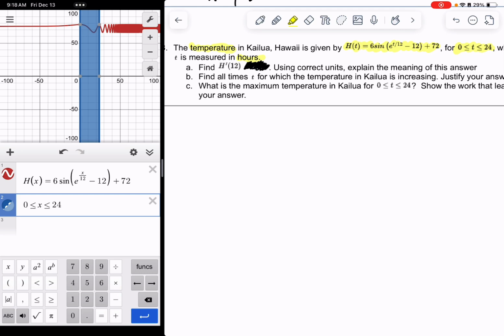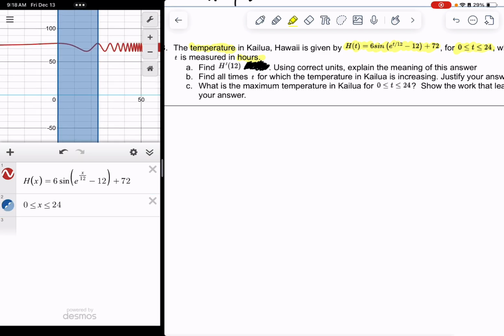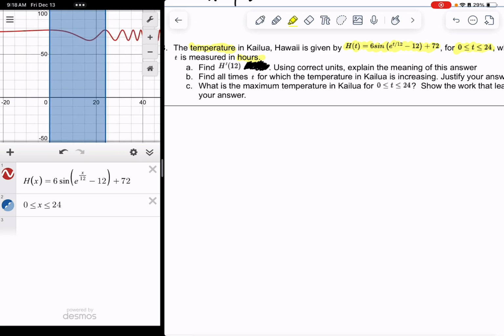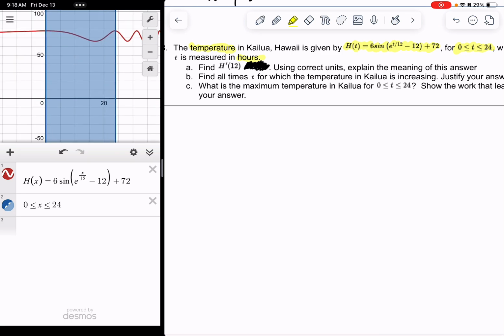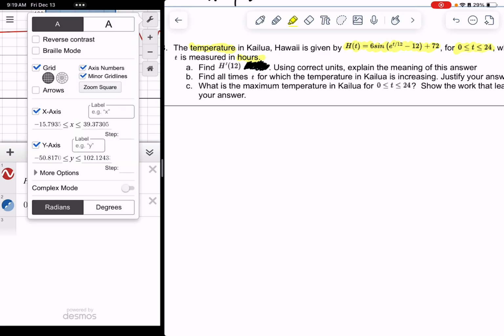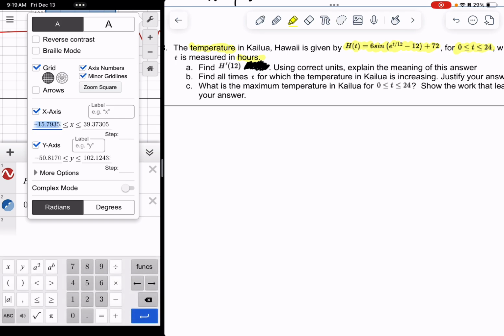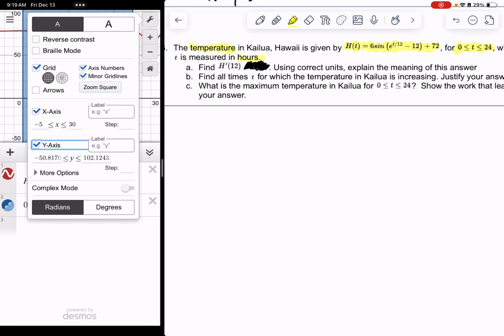Now, when I look at this, I want to narrow our area to that blue. If I were on a touch screen, I could spread it out like this, using my fingers on the screen to spread horizontally on the axis. But you can also adjust that in the settings with the wrench near the top. So I'm going to adjust my x-axis, let's say from negative 5 to 30 to get just beyond those 0 to 24 in the x direction.